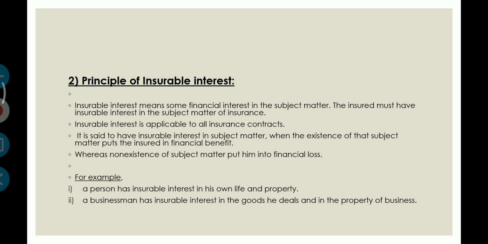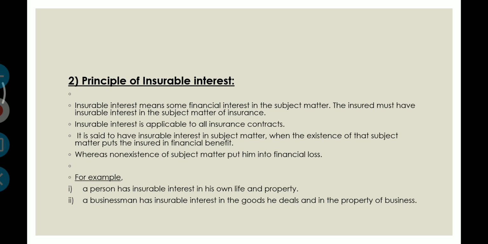It doesn't matter whether that person lives or dies, but if my family is living or dying, I have insurable interest in their life. So an insurable interest is very necessary for taking insurance. This was an example of life insurance. Another example is a businessman has insurable interest in the goods he deals and in the property of the business.